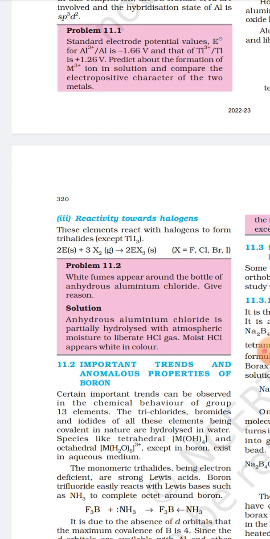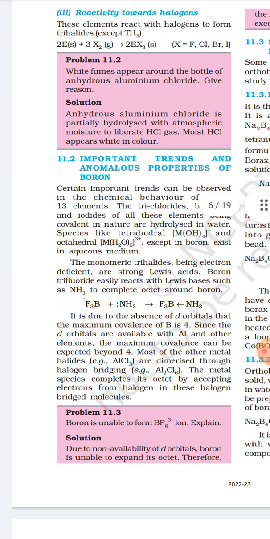Certain important trends can be observed in the chemical behavior of group 13 elements. The trichlorides, bromides and iodides of these elements, being covalent in nature, are hydrolyzed in water. Species like tetrahedral and octahedral, except in boron, exist in the aqueous medium. The monomeric trihalides, being electron deficient, are strong Lewis acids. Boron trifluoride easily reacts with Lewis bases such as ammonia to complete the octet around boron.